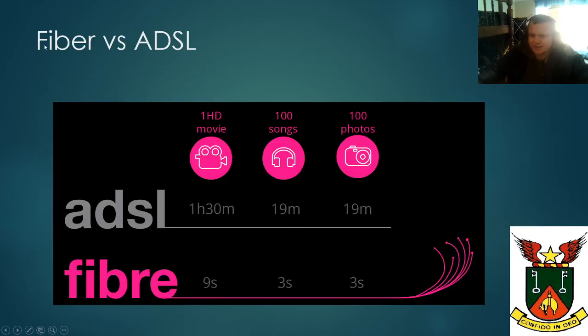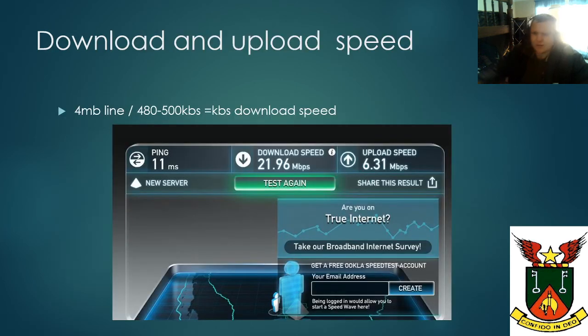Then just quickly here you can see, if you compare fiber with ADSL, for a 1 HD movie it's 1 hour and 30 minutes. For fiber it's 9 seconds. So it is extremely fast. Okay, you can also see download and upload speed. We use speedtest.net to see what the download speed is, what the upload speed is, and the ping. What is the ping? The ping is simply sending a message to the server and sending it back, the time it takes. The lower the ping, which also refers to latency, the better, the less lag you will experience. We as gamers, this is very important to us.